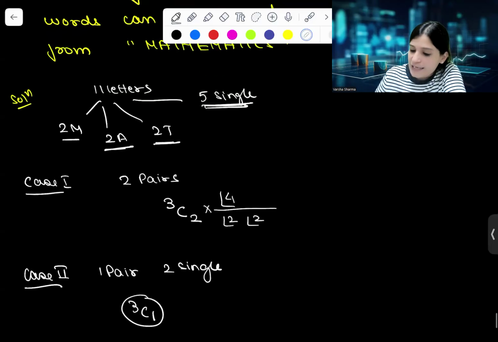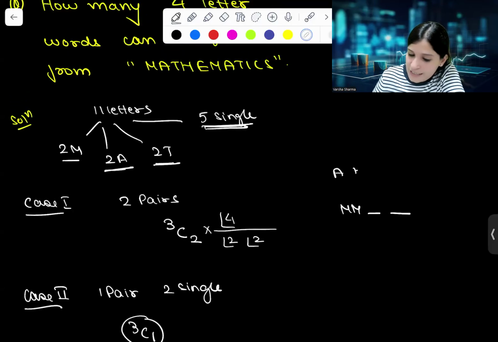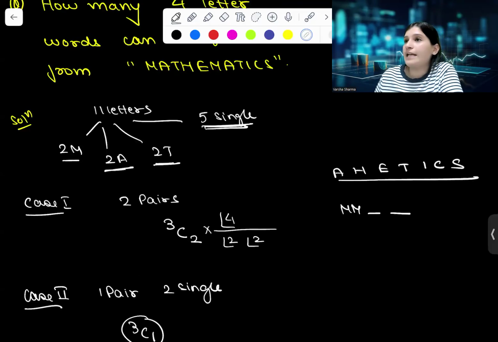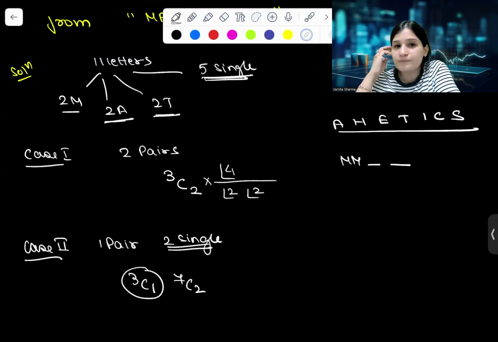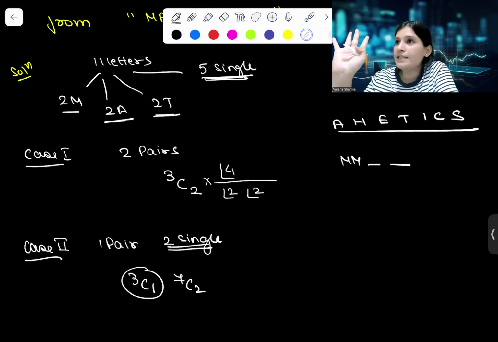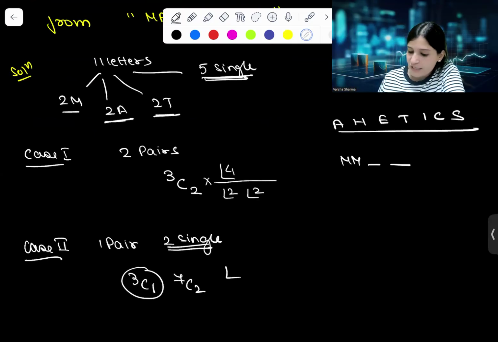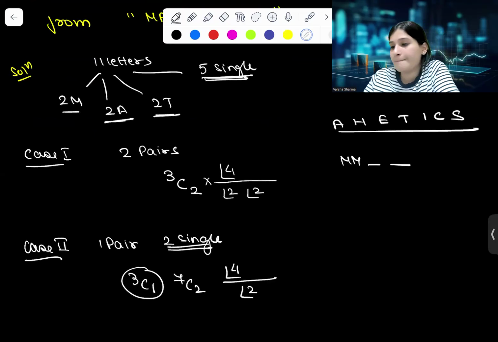Suppose in this pair, I selected 2M. Now these remaining 2 letters can be selected from A, H, E, T, I, C, S. Out of these 7 letters, I can select any 2. So the 2 single letters can be selected in 7C2 ways. So 1 pair and 2 different, so a total of 4 letters. So 4 letters can now be arranged in factorial 4 ways, but there is a repetition, so divided by factorial 2. Clear? Yes, ma'am.